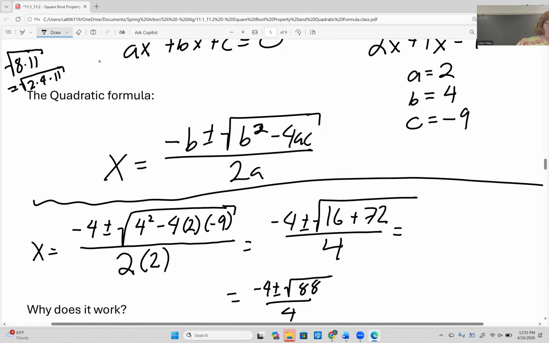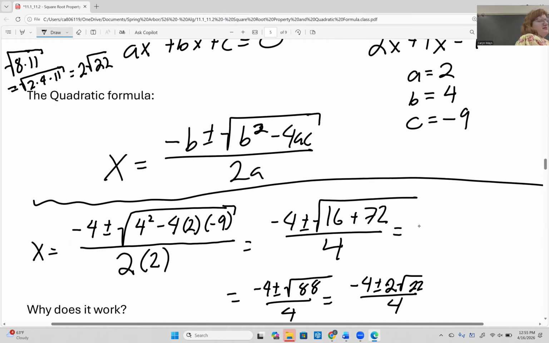Can I take the square root of any of those? And take the square root of 4. What's the square root of 4? And then what gets left inside? The 2 and the 11, which makes the square root of 22. So this is -4 plus or minus 2 square root 22 over 4.